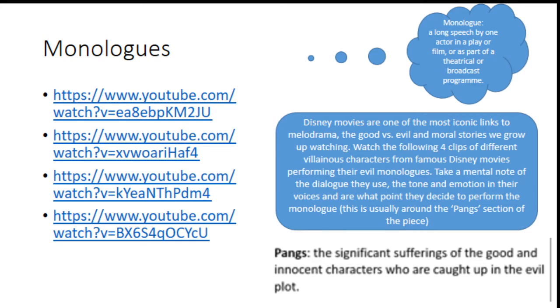So take a mental note of the dialogue they use, the tone and emotion in their voices, and at what point they are deciding to perform these monologues. Usually it's during the pangs section of the piece. And if you remember from our melodrama structure, the pangs are the significant suffering of the good and innocent characters who are caught up in the evil plot.